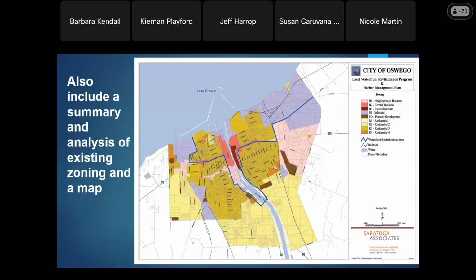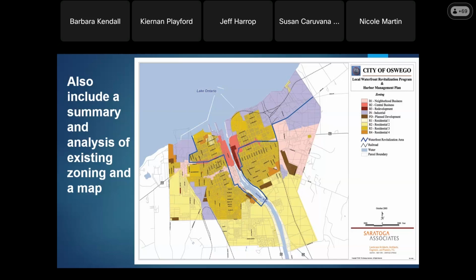Next, you would also include a summary and analysis of existing zoning and include a map. Researching and mapping existing zoning will indicate patterns and districts of allowable density and use within your WRA. In this example from the city of Oswego draft LWRP, existing zoning is shown for the entire city, which, as with land use, allows for a better understanding of the relationship of the WRA to the larger city.